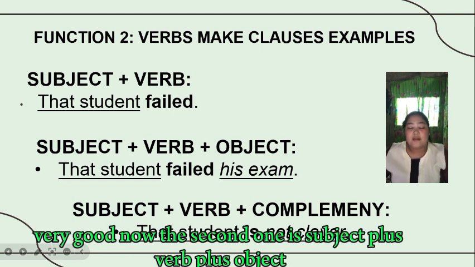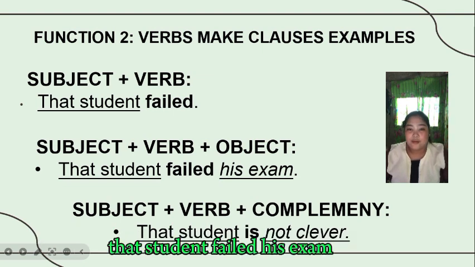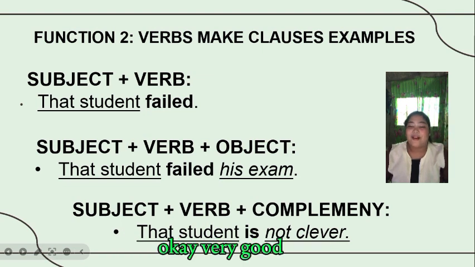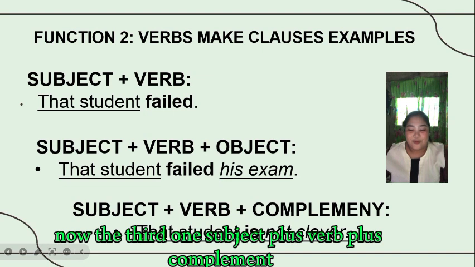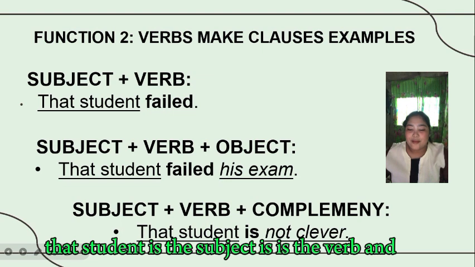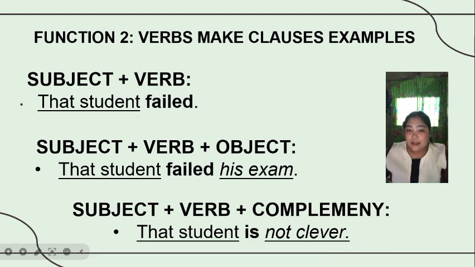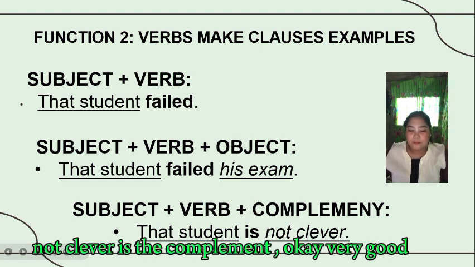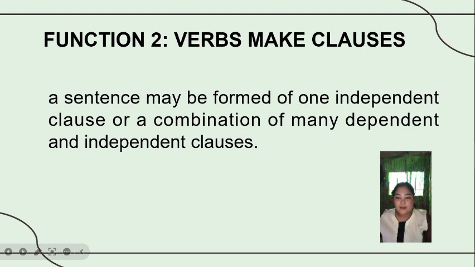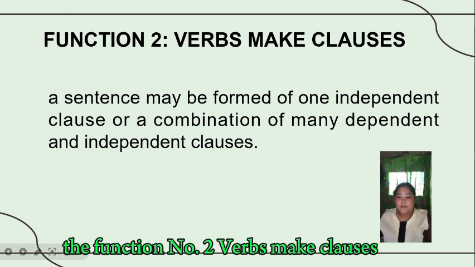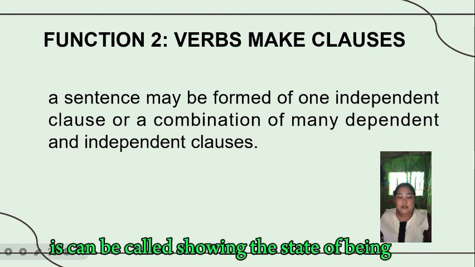Very good. Now the second one is subject plus verb plus object. That student failed his exam. Okay, very good. Now the third one, subject plus verb plus complement. That student is the subject, is the verb, and clever is the complement. Okay, very good.